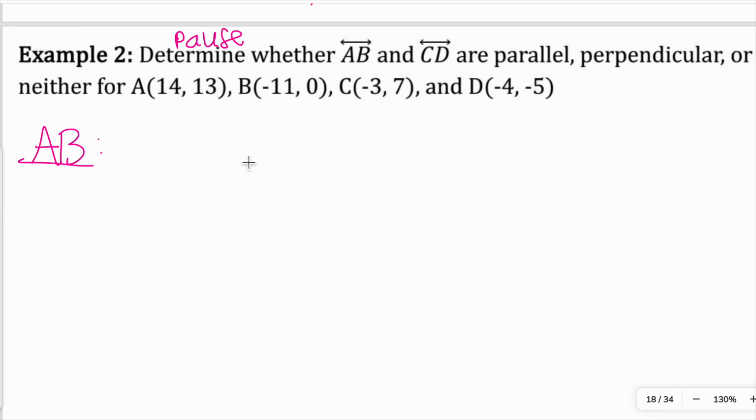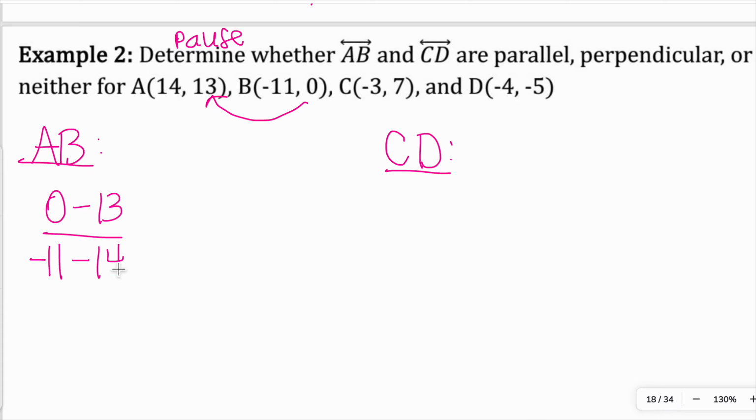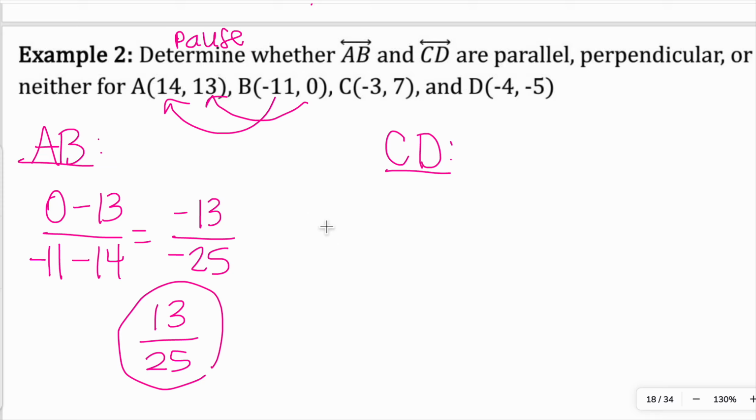All right, so we're still determining if AB is parallel to CD. So AB, I'm going to say 0 minus 13 for my y's, and -11 minus 14 for my x's. 0 minus 13 is -13, and -11 minus 14 is -25, and that's just going to simplify to be positive 13/25. So in order for CD to be perpendicular, I would need -25/13, or parallel would need to be the same.